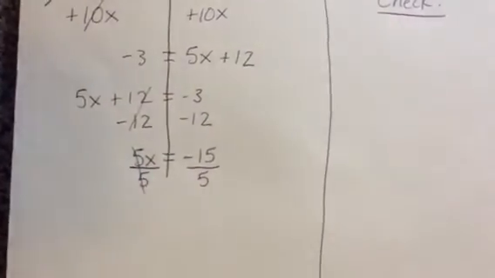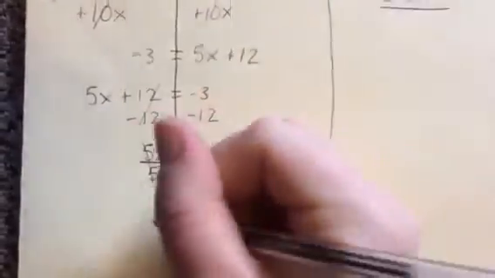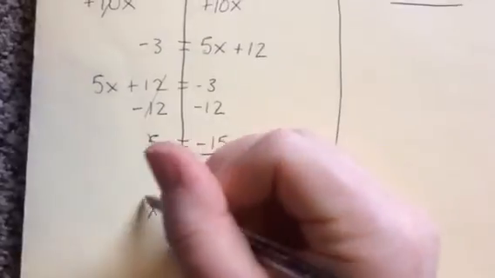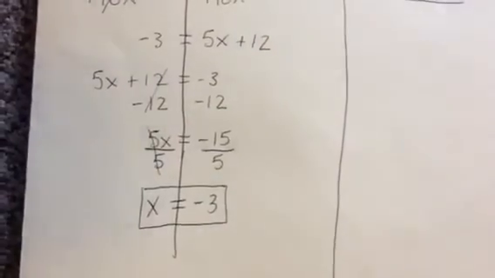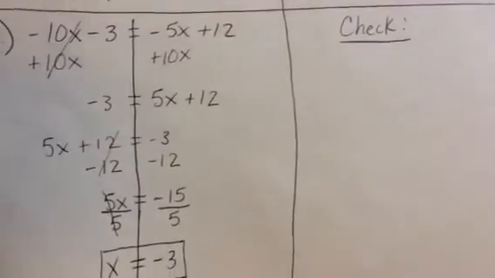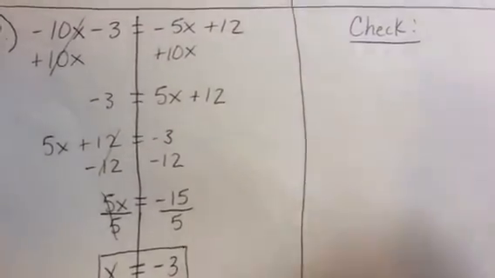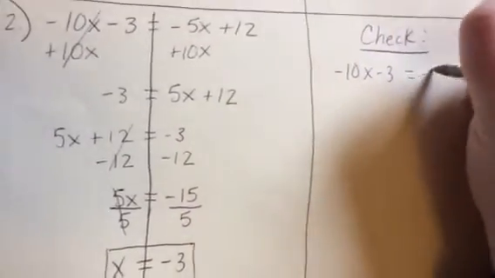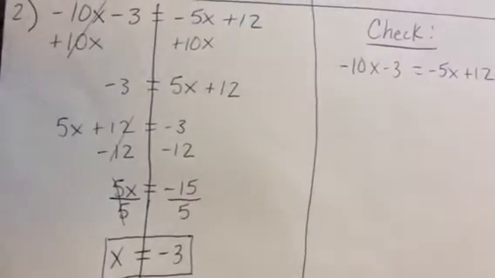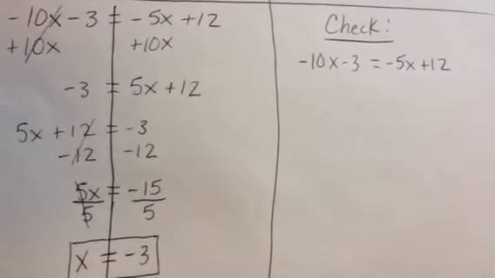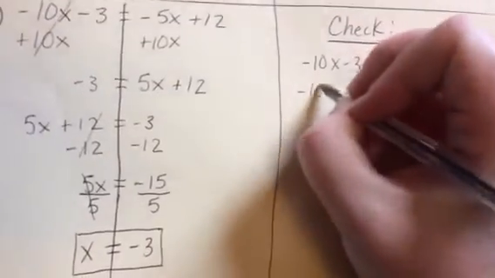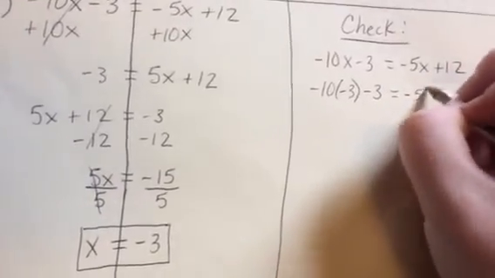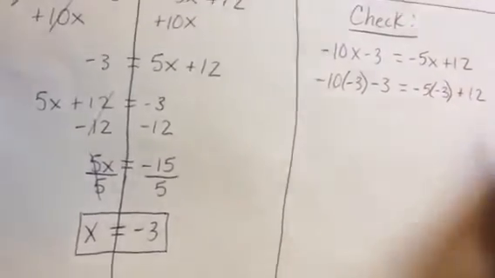5x divided by 5 is just 1x, or you can just write x. Negative 15 divided by 5 is negative 3. So we have our answer, and now we need to make sure that it really makes our equation true. I'm going to do that by writing the original equation. So negative 10x minus 3 equals negative 5x plus 12. And then I'm going to put my answer in both sides where I have an x. So over here I should have negative 10 times negative 3 minus 3. And then negative 5 times negative 3 plus 12.